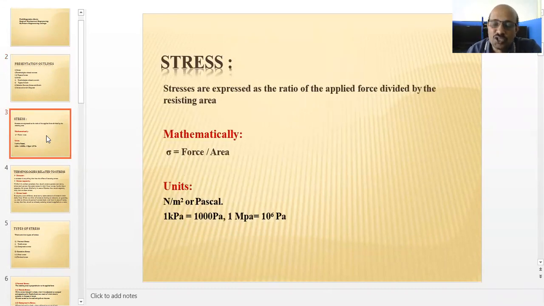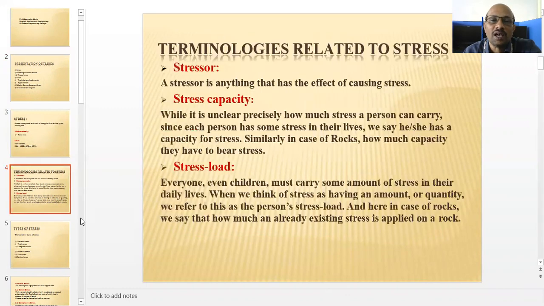Stress is the ratio of applied force to the resisting area. Mathematically we can write it: stress is equal to force per unit area. And what are the units? Newton per meter square, or we can call it Pascal. Okay, so in terminologies we've seen what a stressor is, stress capacity, and stress load.